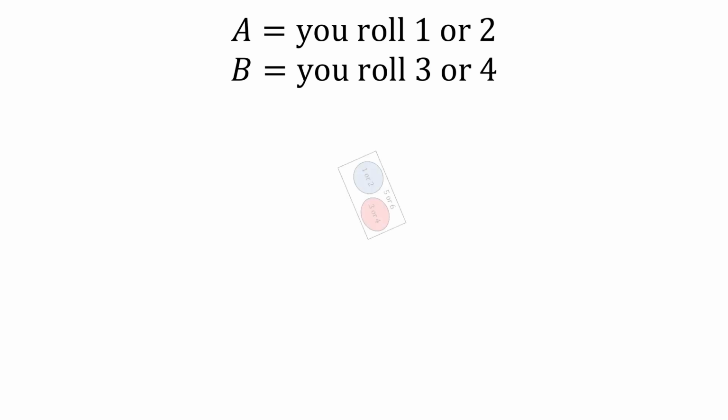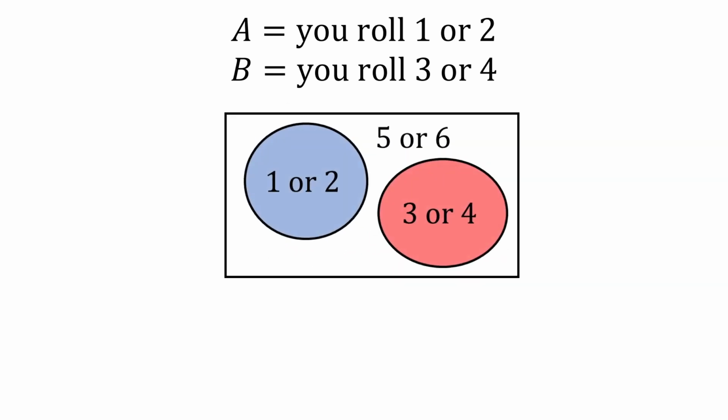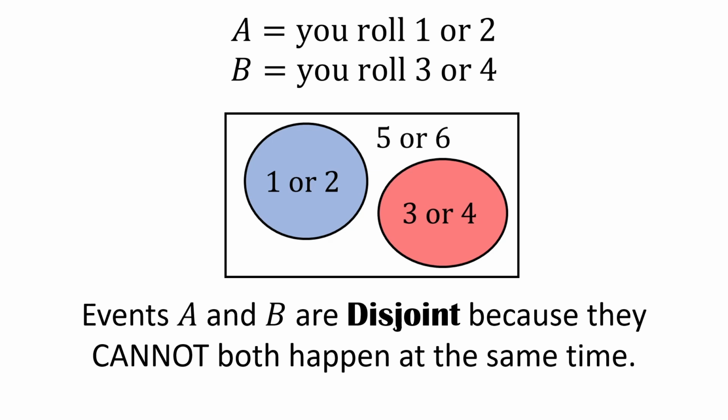So suppose now the events are A, you roll a 1 or 2, and B is the event you roll a 3 or 4. Now the Venn diagram looks like this. You can see event A and event B no longer overlap. Because they don't overlap, we can say these events are disjoint. It's not possible for them both to happen at the same time. Right, so events A and B are disjoint because they cannot both happen at the same time.